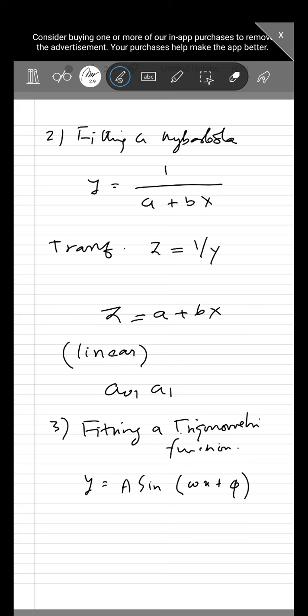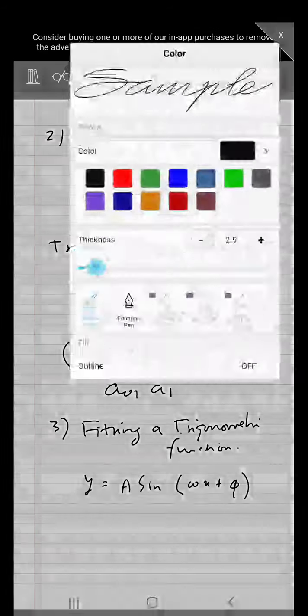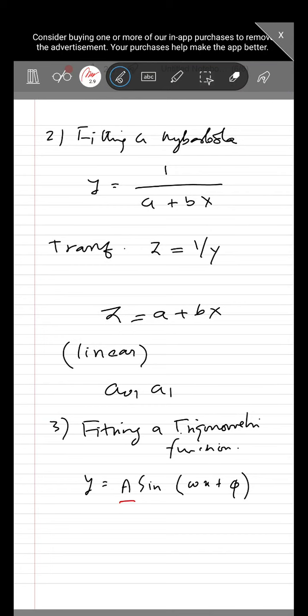So there are three parameters here. One is your a, one is your omega, one is your phi. So we will assume that omega is a known quantity and a and phi are unknown. So we could expand it.